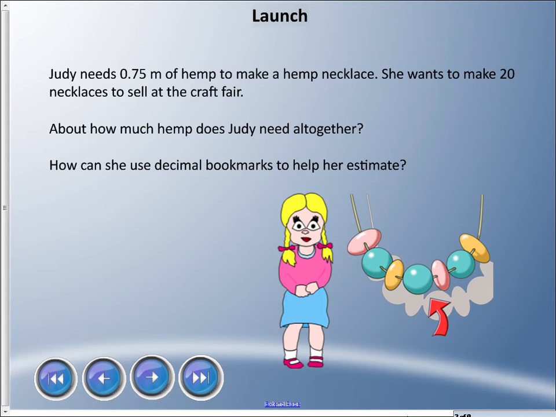So for example, Judy needs 0.75 meters of hemp to make a hemp necklace, and she wants to make 20 necklaces to sell at the craft fair. Well, about how much hemp does Judy need altogether? We're going to learn about something called decimal benchmarks to help her estimate. In this situation, even though we don't have the exact answer, she can still buy just about the right amount and cut off some, right?